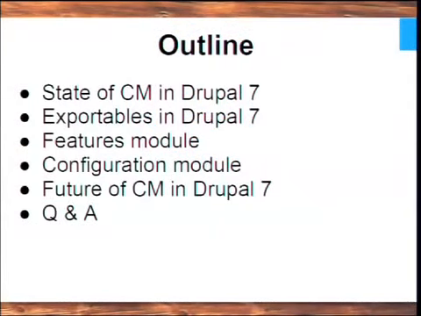Some of the stuff we're going to cover: we're first going to cover the state of where we are right now, some of the stuff that we can do in D7 for exportables, and some stuff on the Features module, the Configuration module, and where we're going to go. We're going to have time for questions and answers.